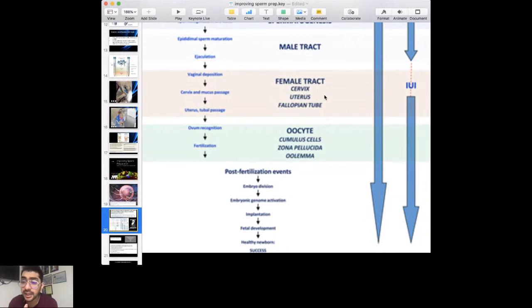And in such a scenario, if you do a postcoital test, which is not done anymore, you will get all dead sperms from the vagina, right? So that's the first barrier that the sperms have to overcome. The second barrier is the cervix and the cervical mucus, right? So the sperms now have to cross through the cervical mucus and enter into the uterine cavity.